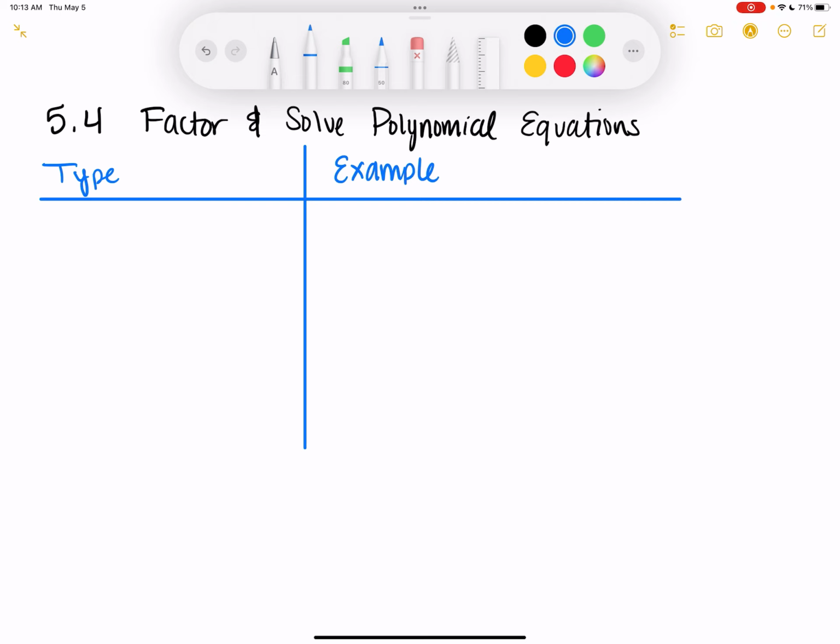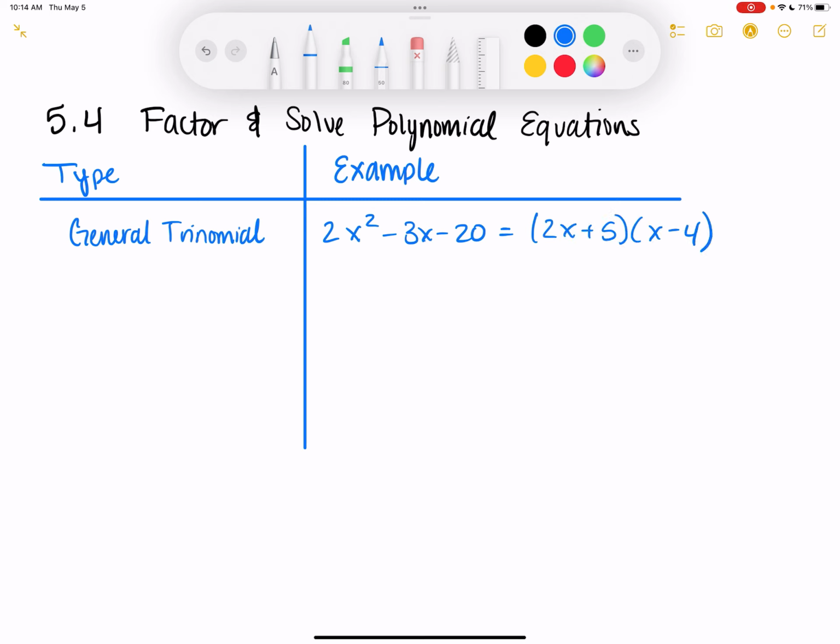All right, so if it is a general trinomial, something like 2x squared minus 3x minus 20 is equal to 2x plus 5 times x minus 4. So that's just a general factoring. You just make a factor tree, factor that out.